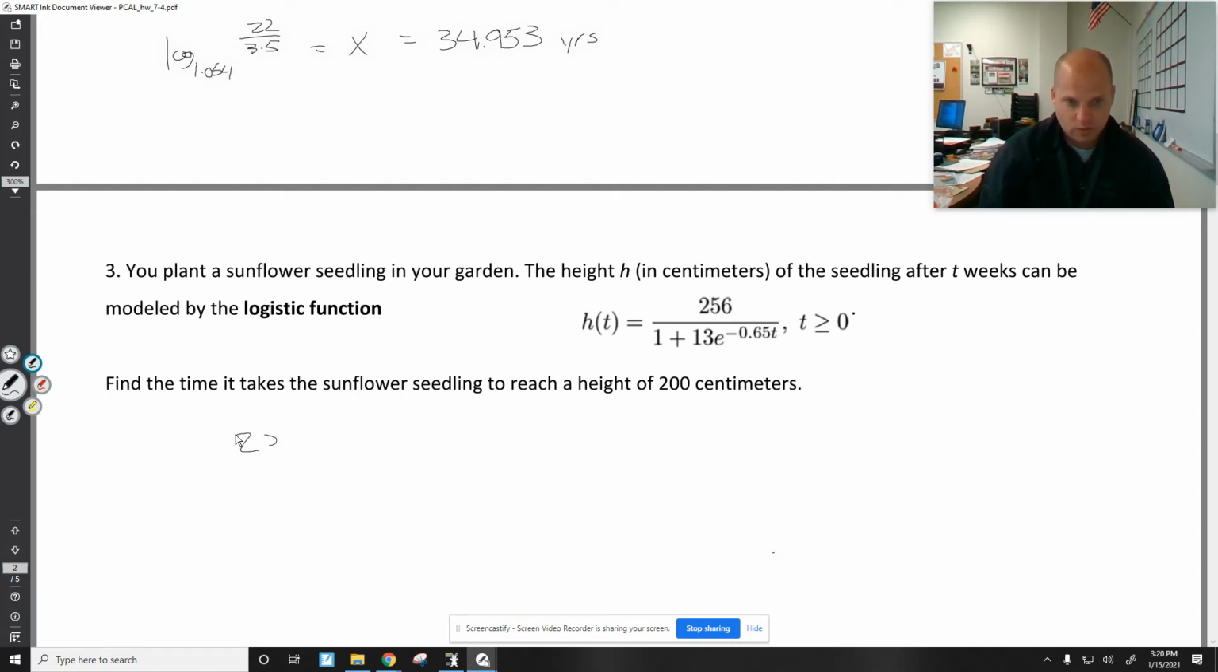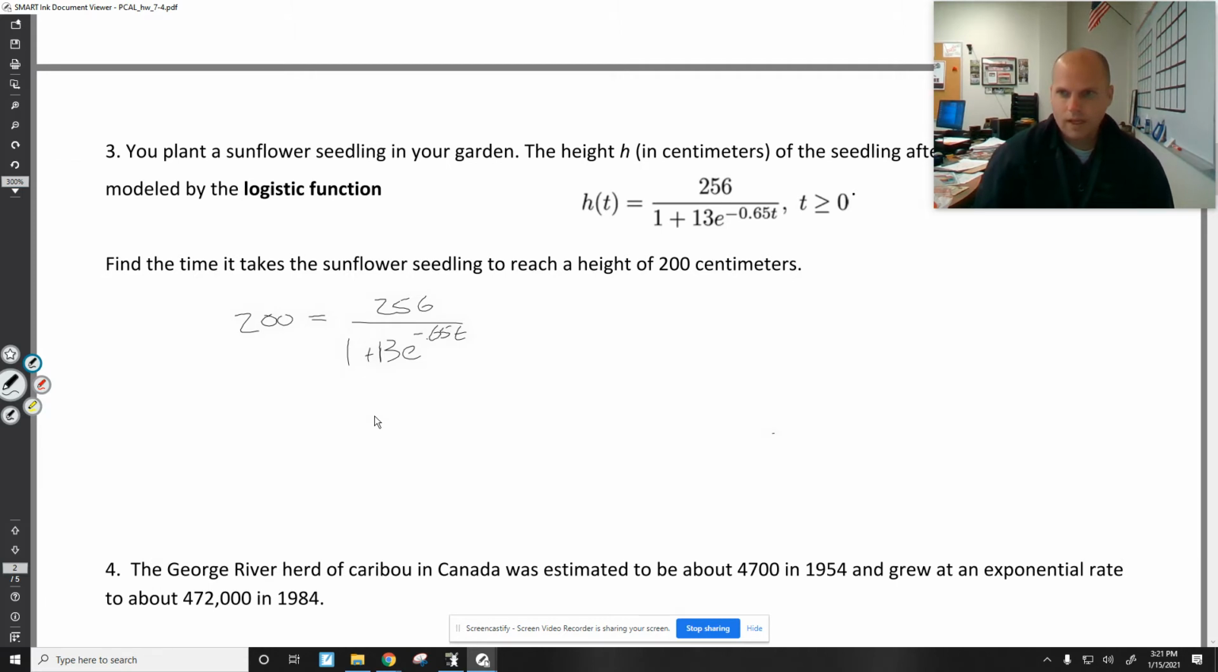So we have to solve this equation. That's a 13, not a B. How do you solve this equation? Well, like we talked about in the last video, if you got a fraction, get everything onto one level. So multiply both sides by this denominator. So I got 200 times 1 plus 13 e to the negative 0.65 t equals 256.